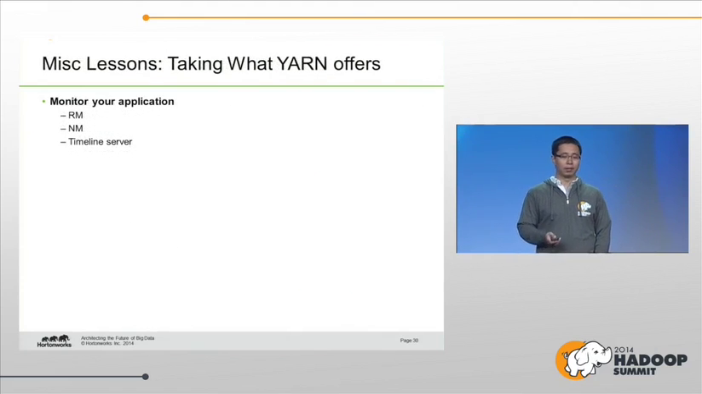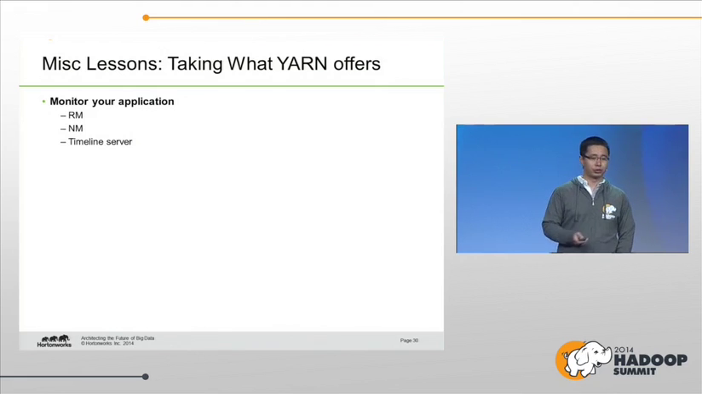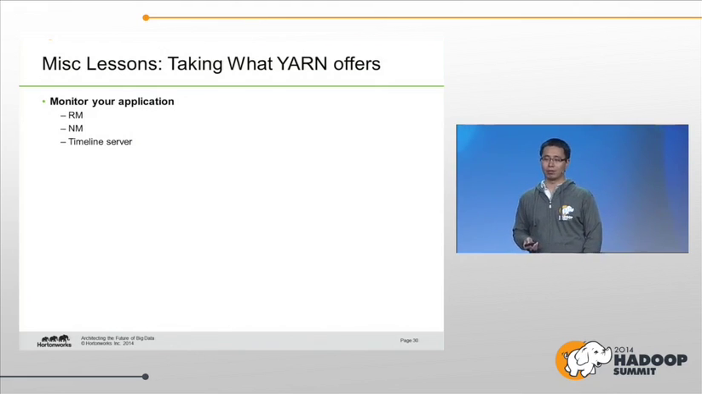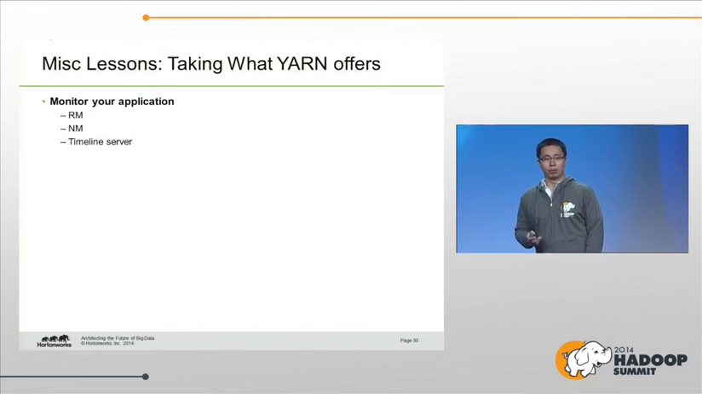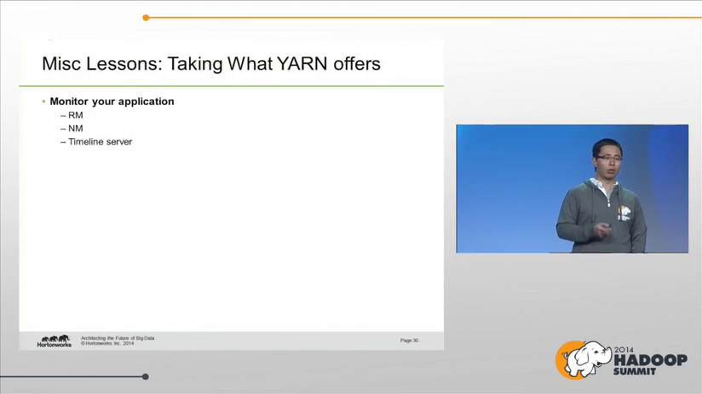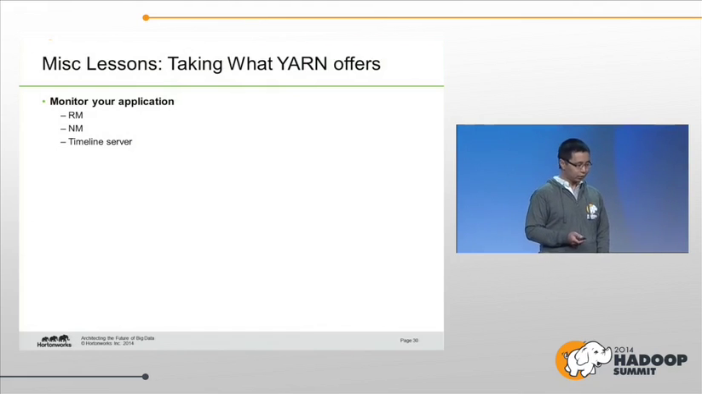Okay, at the last, we would like to share some lessons we have learned before. First of all, please take what Yarn has offered to you. Yarn is a resource management system, but it does not just do the resource negotiation for you. You can make use of Yarn to do more things.